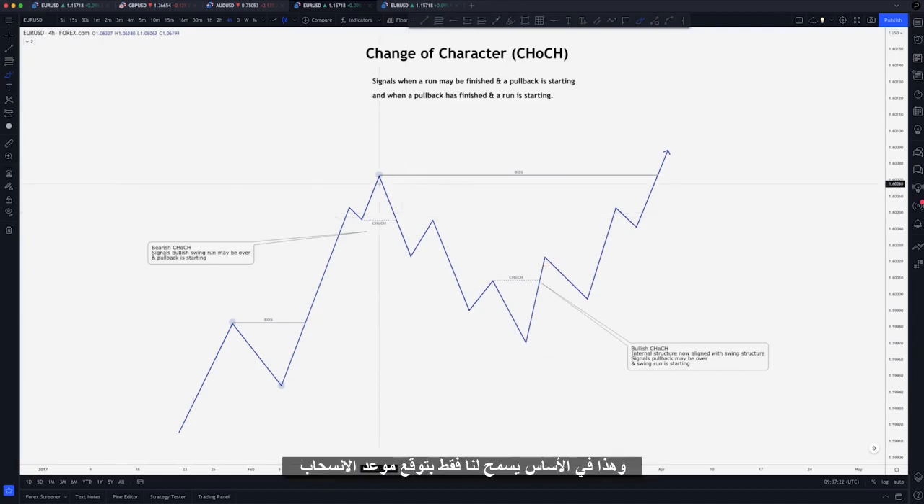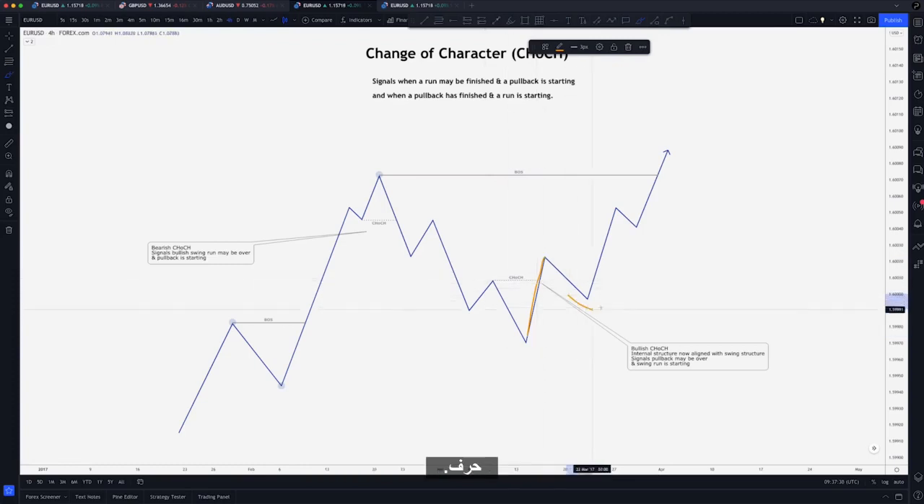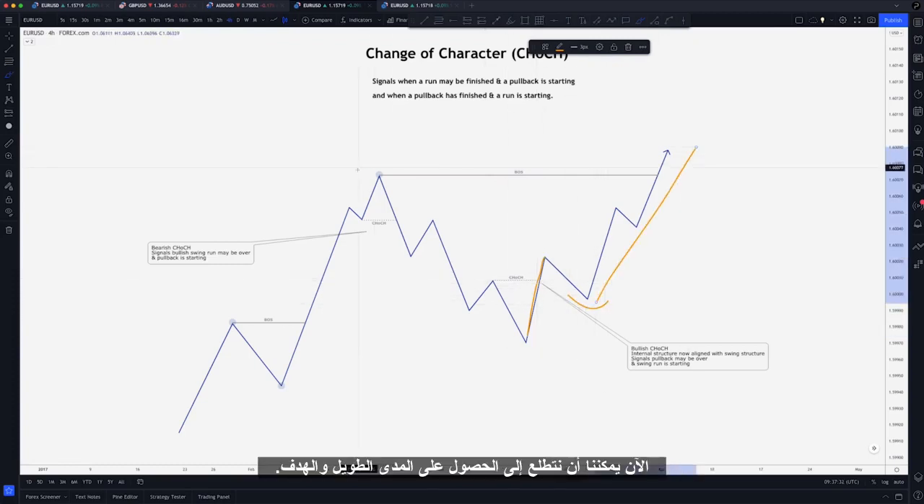And that basically just allows us to anticipate when the pullback is starting and then when the pullback has finished. And then when we get that internal structure to the upside, we get that change of character. Now we can look to get long and target what? Target that weak high. Why is that a weak swing high? Well, because it failed to do its job. It failed to take out that swing low.